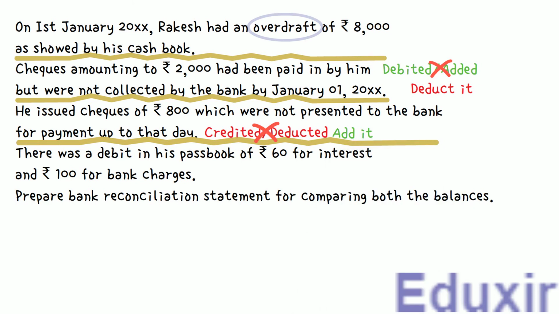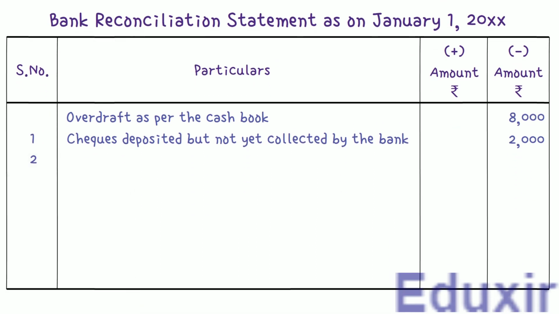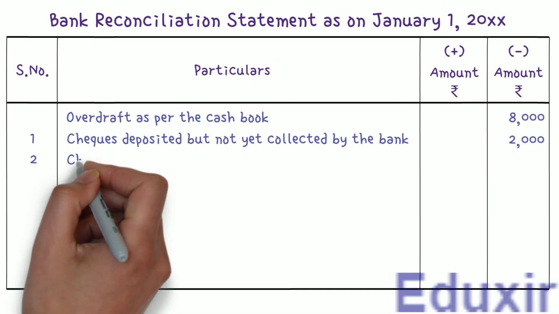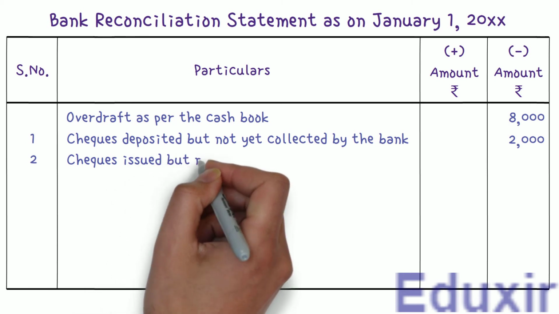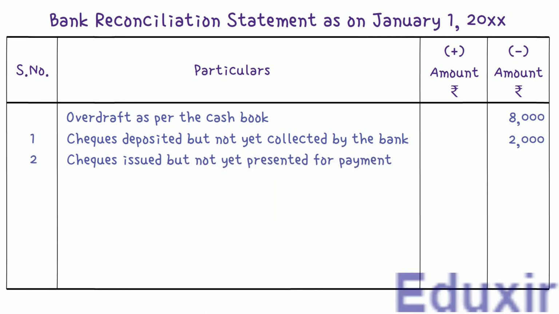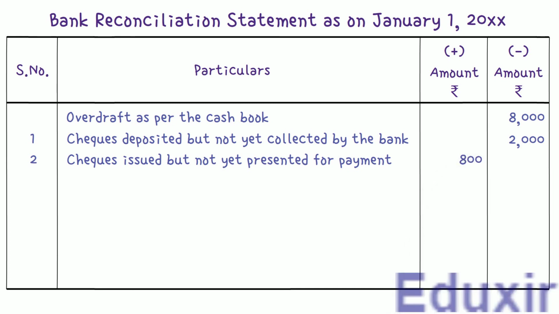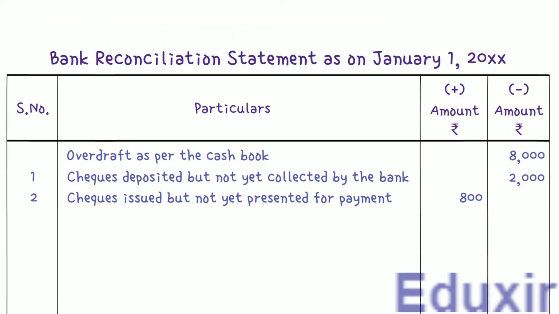With this analysis at our disposal, let us now proceed with the recording of these details into the bank reconciliation statement. Let us first write the serial number. Let us then write the particulars as checks issued but not yet presented for payment. Let us now write this amount of 800 rupees in the plus amount column. That completes the recording of these details into the bank reconciliation statement. Let us now take up the next details.